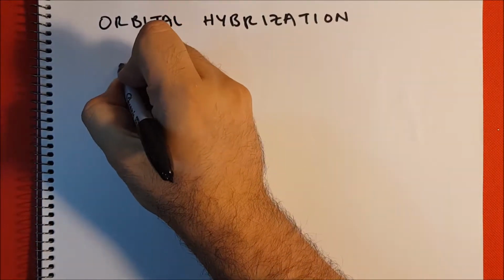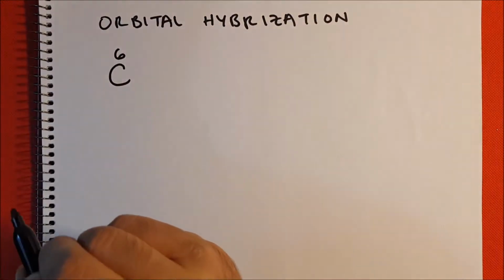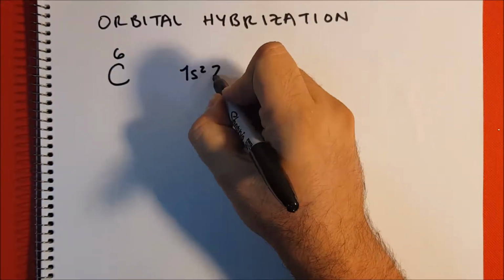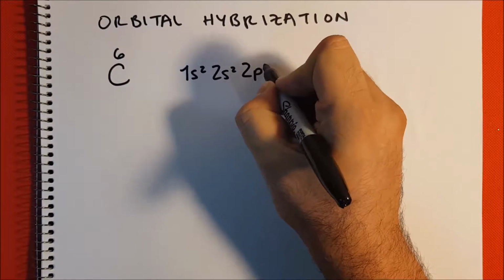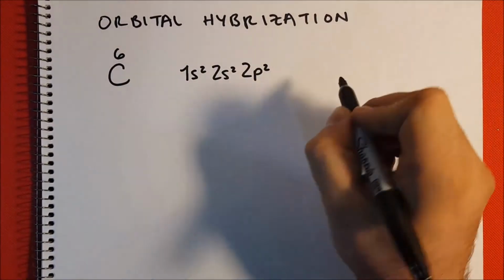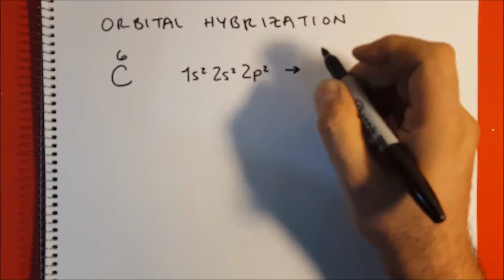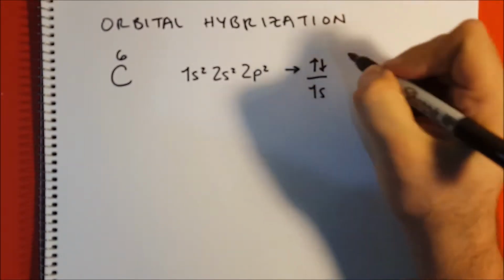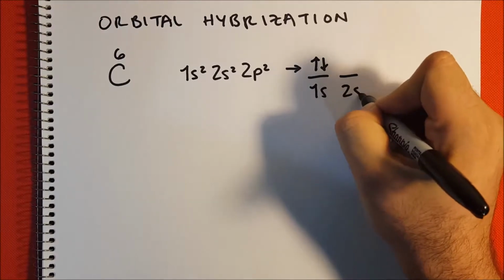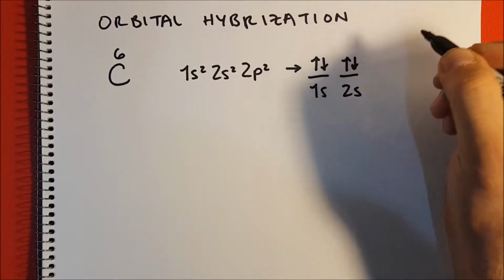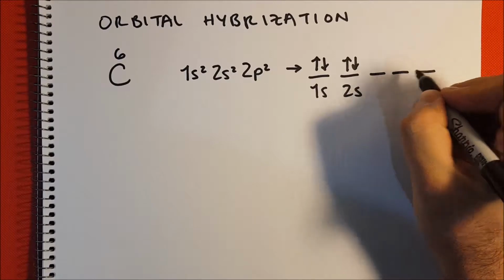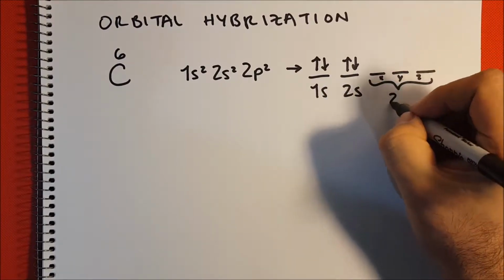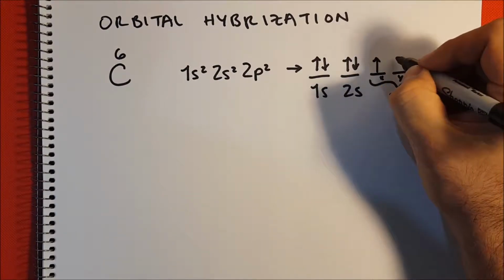So we have to remember carbon has atomic number 6, meaning that it has 6 electrons arranged in the 1s2, 2s2, 2p2 fashion. And if we draw this as a diagram of orbitals, we're going to get that in the 1s orbital, we have 2 electrons. And then the 2s orbital, we're going to have 2 electrons. And then in the 2p orbitals, X, Y, and Z, we're going to have only 2 electrons.